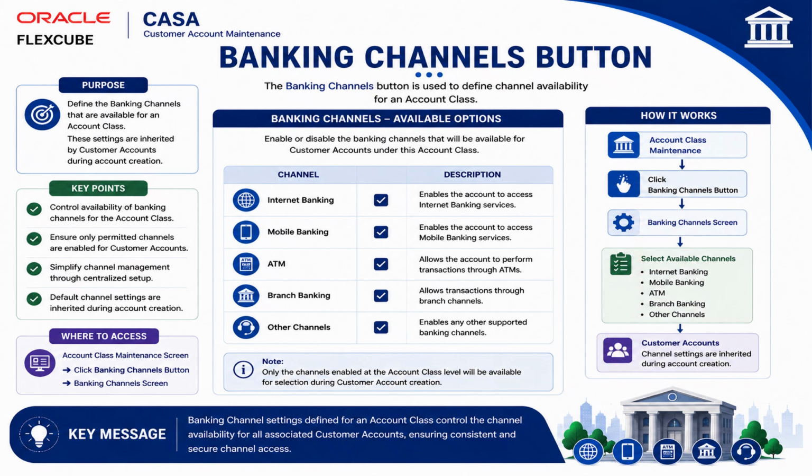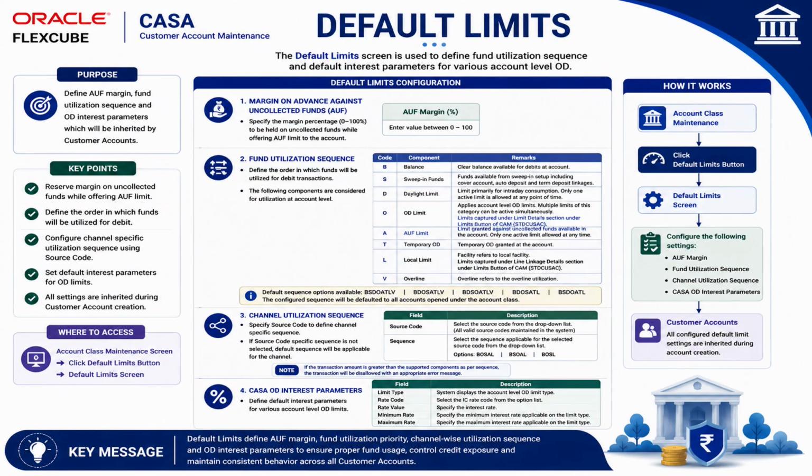The Default Limit screen is used to configure important limit-related parameters for an account class. Banks can define the margin on advance against uncollected funds, configure the fund utilization sequence, specify channel utilization sequences, and maintain CASA overdraft interest parameters including limit type, rate code, rate value, and minimum and maximum interest rates. These settings become the default behavior for applicable customer accounts.